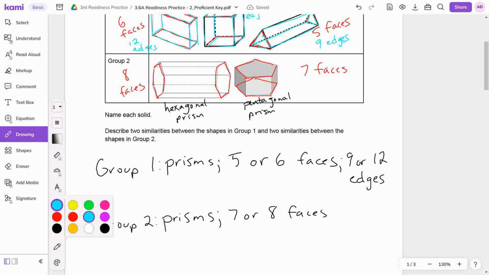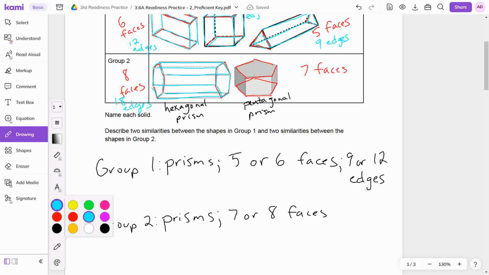You know, we're going to have more edges here. So 1, 2, 3, 4, 5, 6, 7, 8, 9, 10, 11, 12. And it's going to be hard to see, but there's going to be one edge for each side. So I'm going to count another group of 6. 13, 14, 15, 16, 17, 18. So I'm going to say 18 edges.